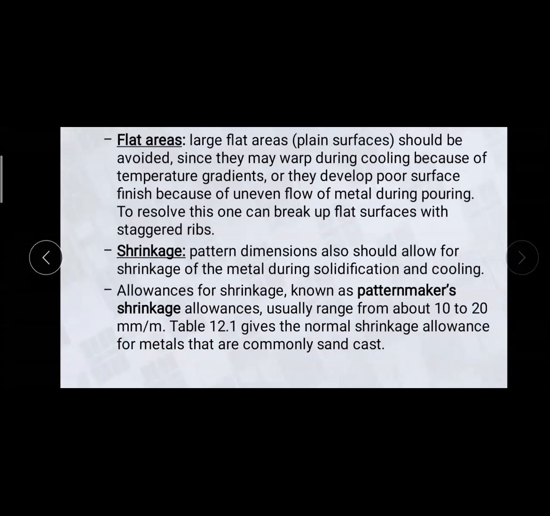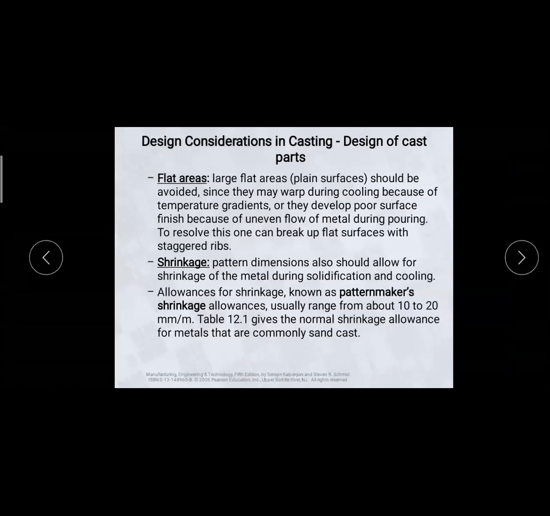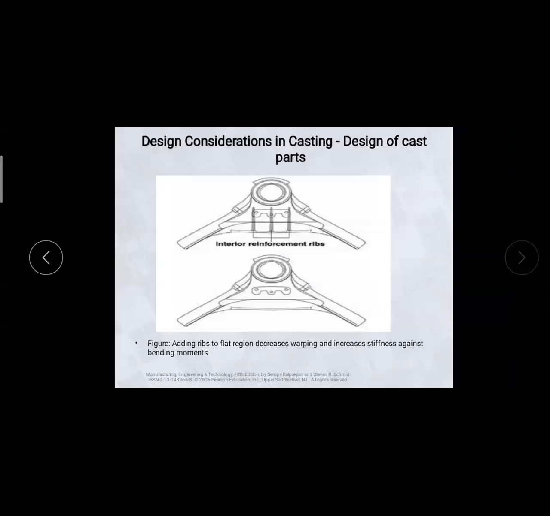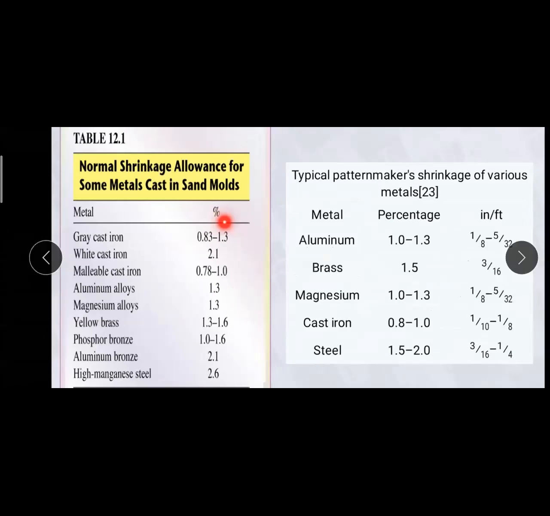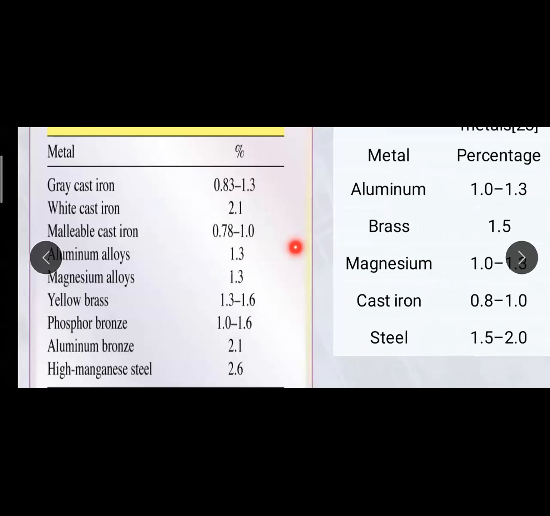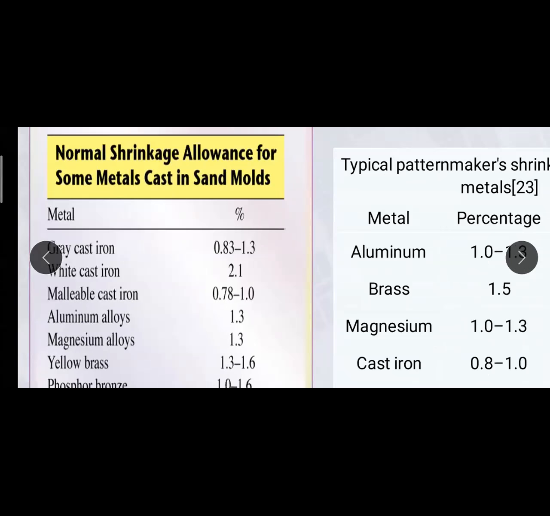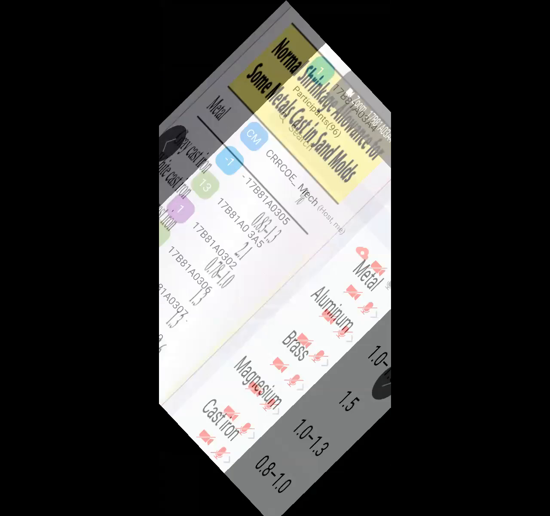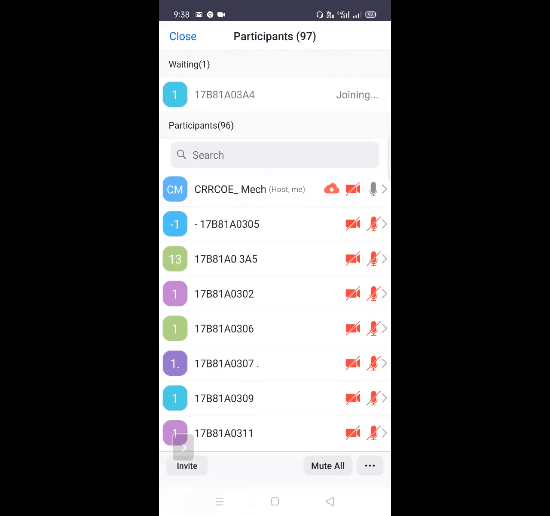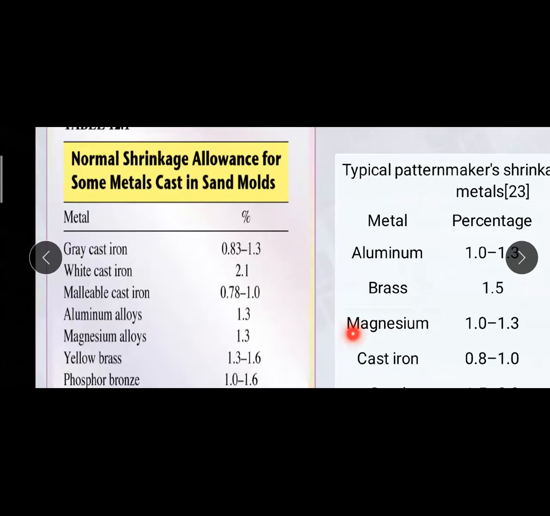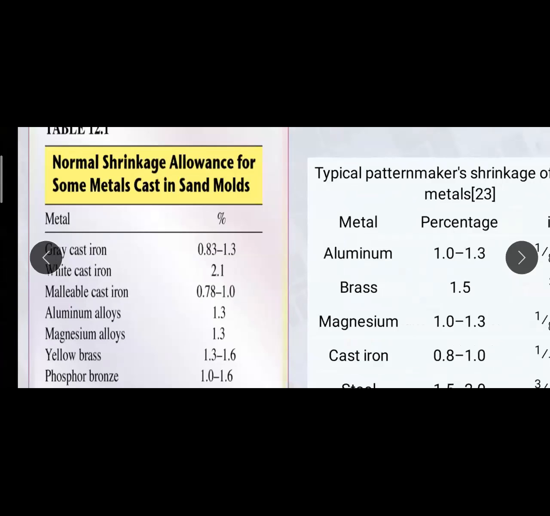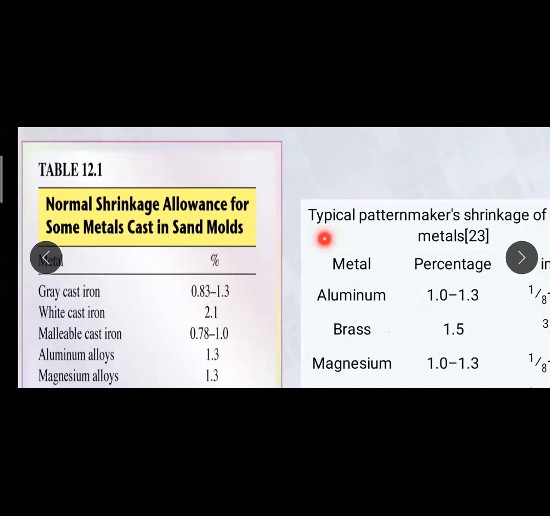So this is table 12.1. It explains the shrinkage allowances for castings in sand molds. You can observe here, students, the first one, the gray casting, what shrinkage allowance can be accepted. For gray cast iron, it is 0.83 to 1.3. In white cast iron, it is 2.1.